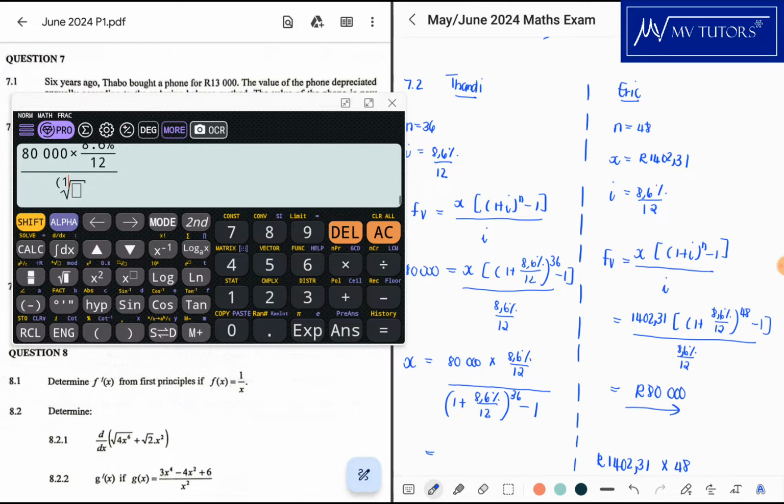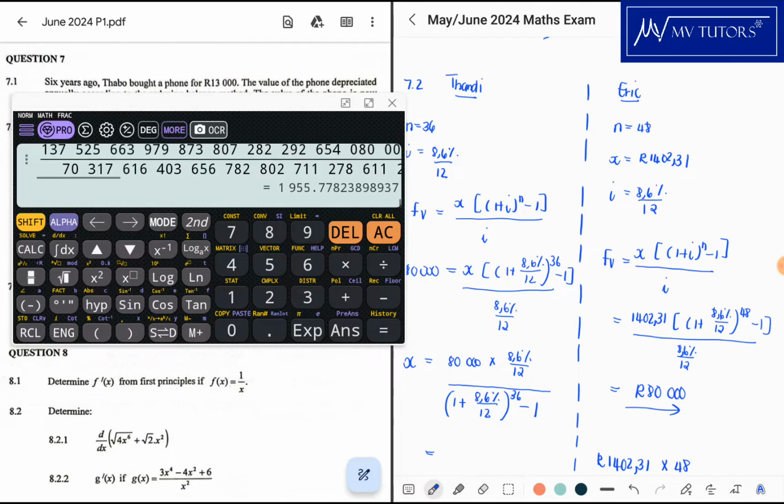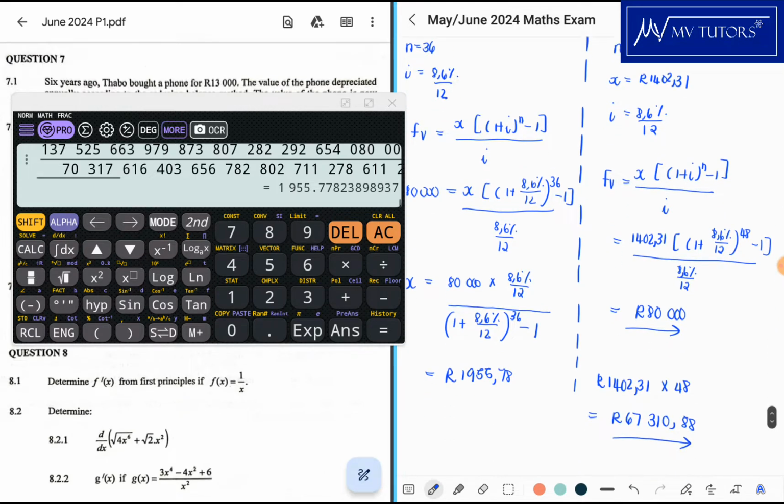Oh gosh. Okay, let's put that again. 1 plus 8.6% divided by 12, and we are subtracting 1. Okay, so her monthly payment is 1,955 Rand and 78 cents. So it is more than what Eric is contributing, as expected.